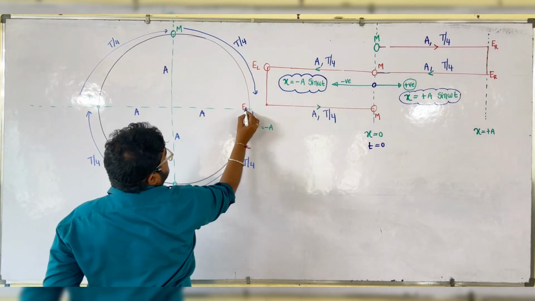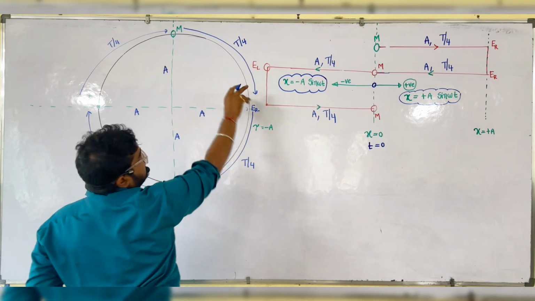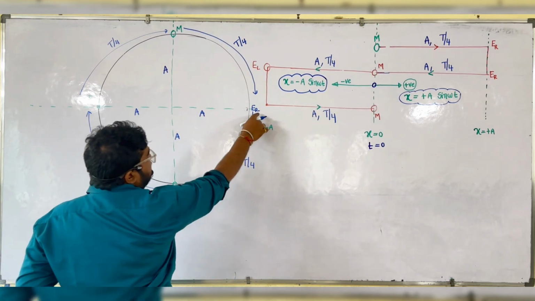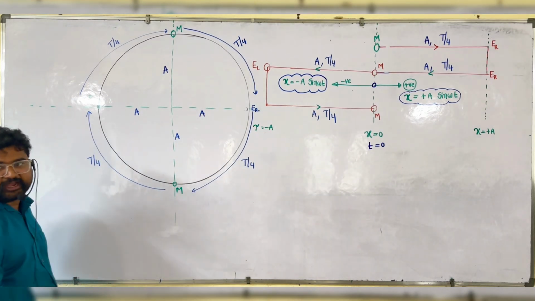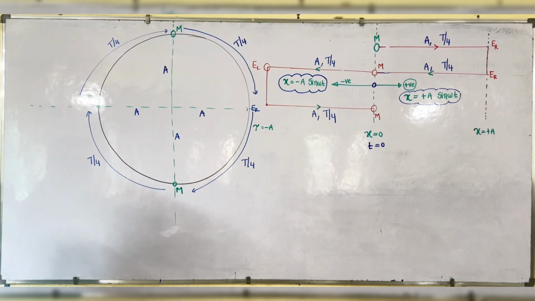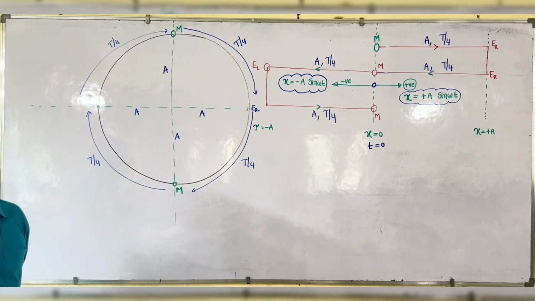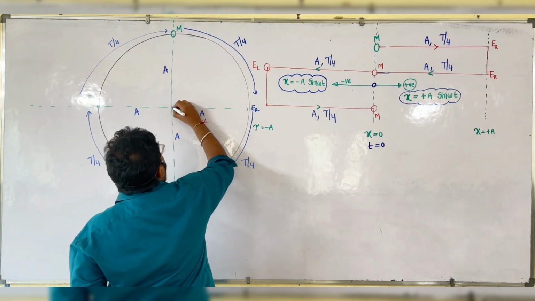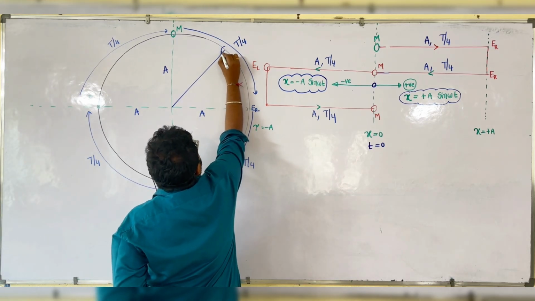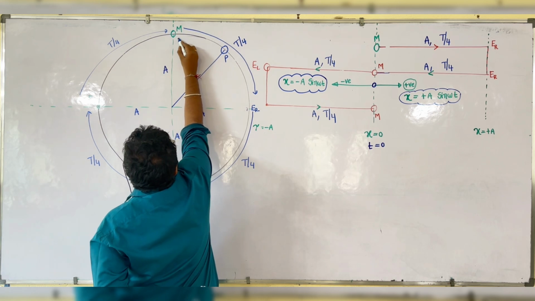Mean position to right extreme position. తర్వాత right extreme position to mean position. తర్వాత mean position to left extreme position. మళ్ళా left extreme position to mean position. అర్థమవుతుందా? What is time t here? This is the particle.